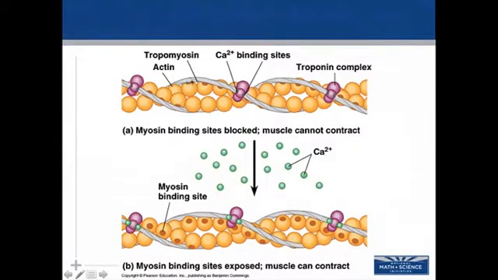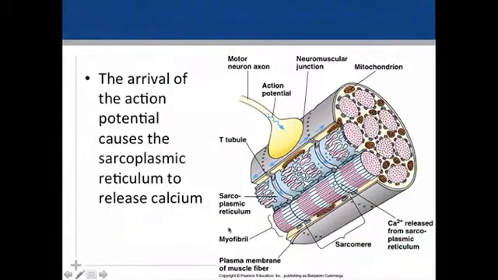So here you see the tropomyosin, and along the tropomyosin occasionally you'll see the calcium binding sites, so that when the nervous system stimulates the release of calcium, calcium will come in and bind at the calcium binding sites. And when that occurs, you'll notice that the myosin binding sites here, these little dark areas on the actin, are exposed, then that myosin head can attach.